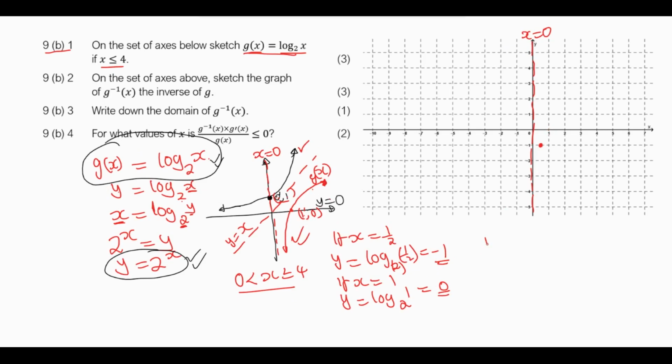And then if x is equal to 4, it's going to be y is equal to log 4 to base 2. Then the answer is 2. So this is the point here. And then it's up to 4. Our domain says x should be less than or equal to 4. So it starts there. And then we sketch our function. Here we have 4, 2, and then here we have 1, 0. So this is the graph of g.